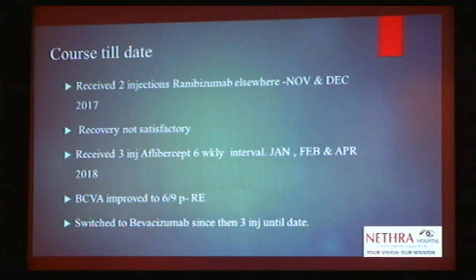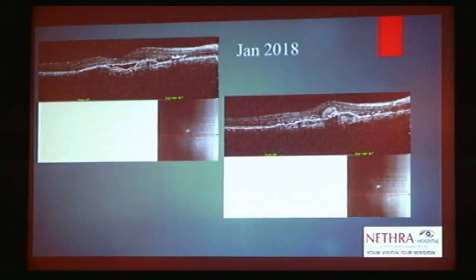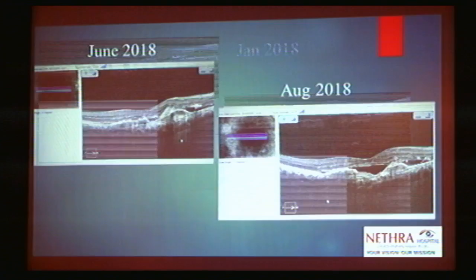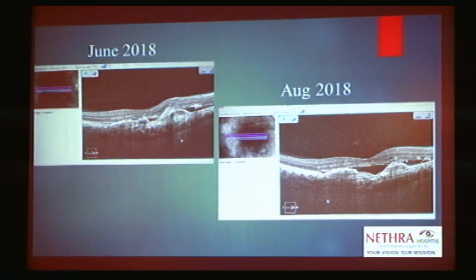He received 3 injections of Eylea at 6-weekly intervals, in January, February and April. BCVA improved to 6/9 in the right eye, and later he was switched to bevacizumab. But the clinical picture was fluctuating, with subretinal fluid reducing post-injection and again picking back up 4 to 6 weeks after injection. One more thing on the OCT was a dense hyperreflective lesion above the PED, which did not respond to any of these injections. This was in June 2018.